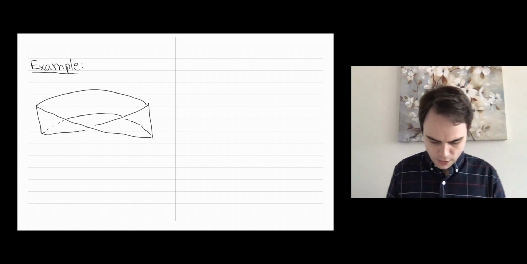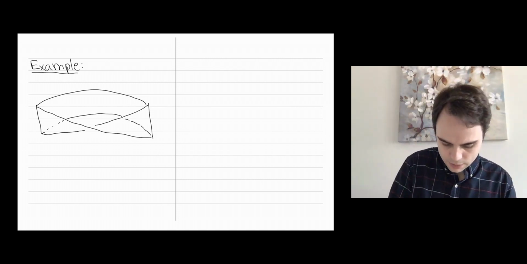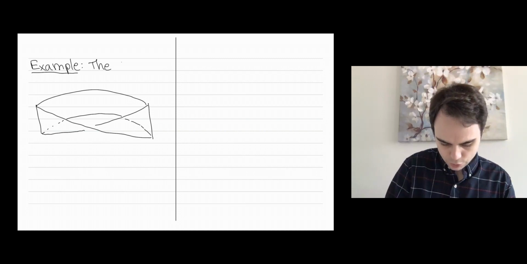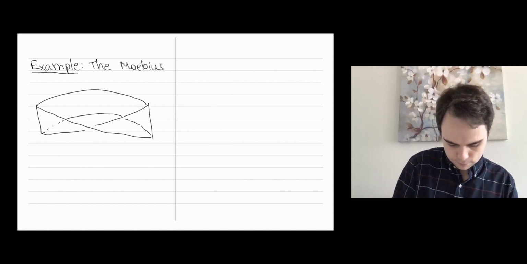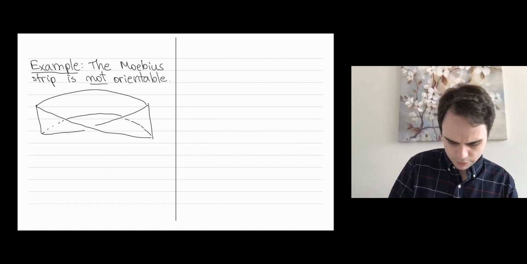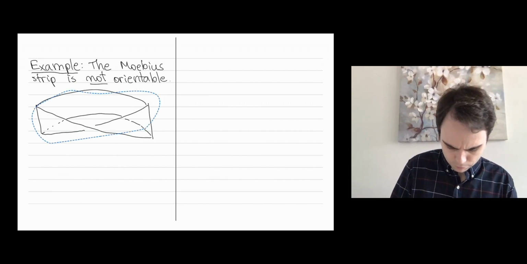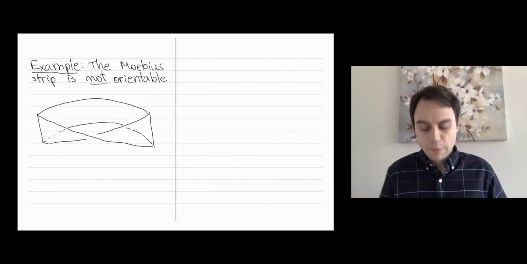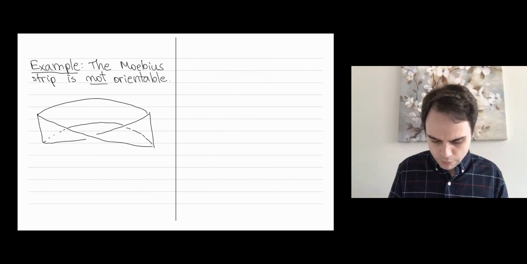Looks like this. Okay, so this shape, the Mobius strip, which I just drew, is not orientable. It does not have two sides. Let's talk about this for a second. First, let me make sure that we all understand what shape I'm talking about.